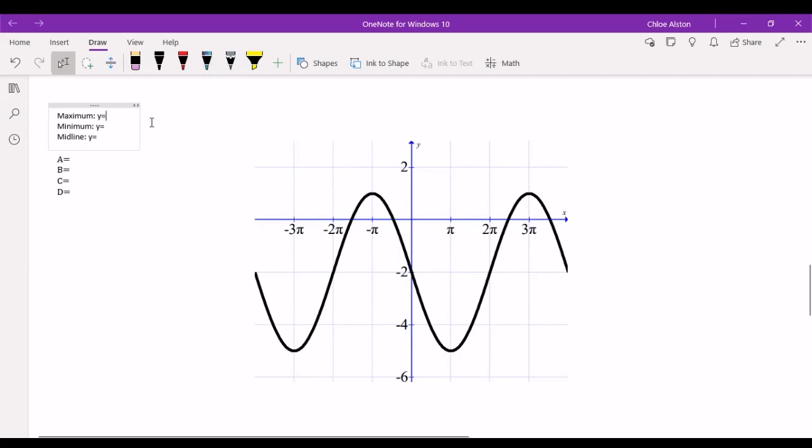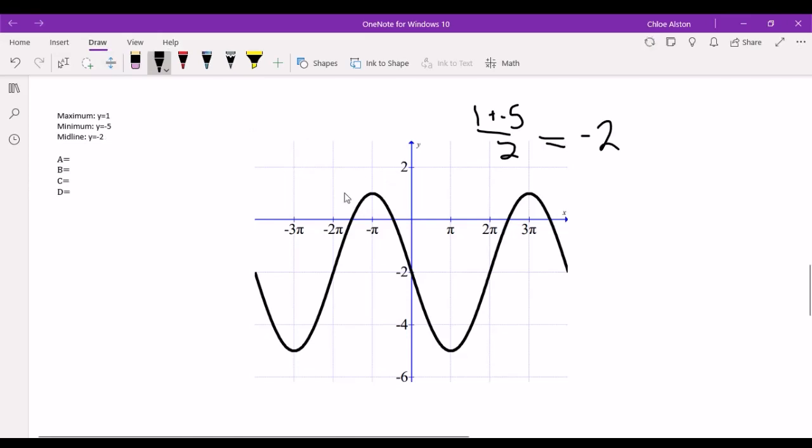Okay, and now I want to determine our maximum. Our maximum is at y equals 1. Our minimum is at y equals -5. And our midline is at y equals -2. And if you don't know how to find the midline, you can do the equation 1 plus -5 divided by 2, which is -4 divided by 2, which equals -2. So we know our midline is at -2.